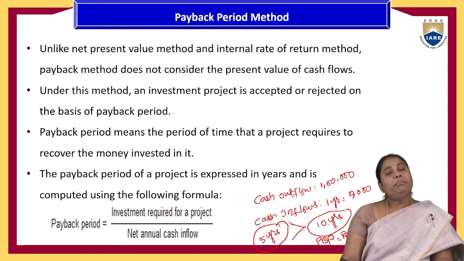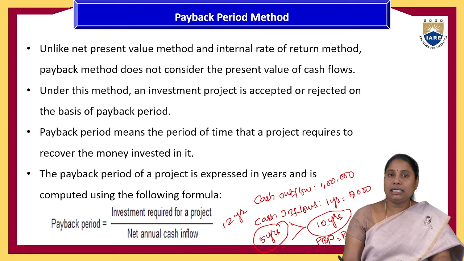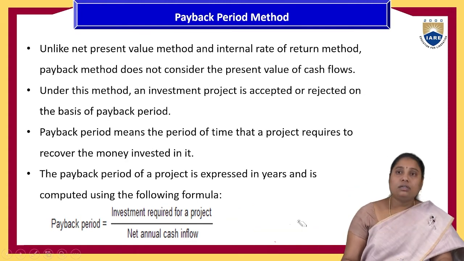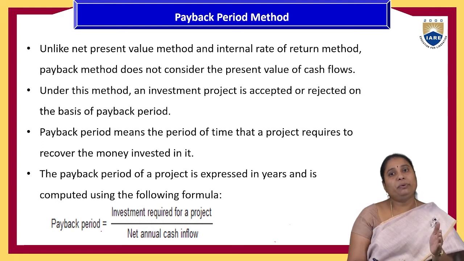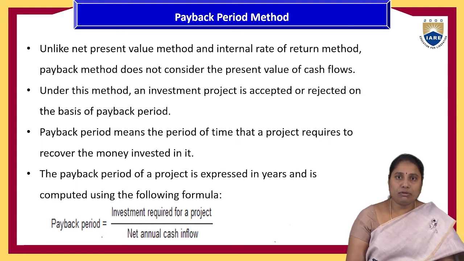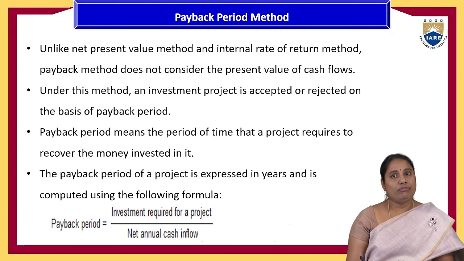But if the desired period is 12 years, and the project is yielding the benefits within 10 years, then such projects will be accepted. So this is the accept and reject rule for the payback period. Whatever theory we have discussed is put into the formula: payback period is equal to investment required for a project divided by net annual cash inflow. Here, annual means every year.